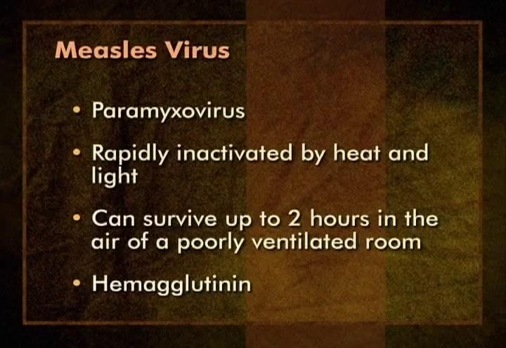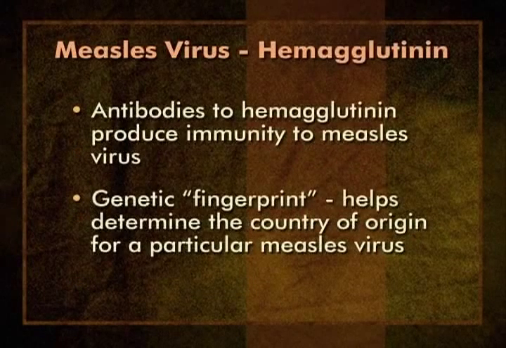Measles virus is rapidly inactivated by heat and light, but can survive up to 2 hours in the air of a poorly ventilated room. Hemagglutinin is a protein in the outer coat of measles virus. It's an important surface antigen for two main reasons. First, antibodies to hemagglutinin produce immunity to measles virus. Second, subtle changes in the gene coding for hemagglutinin act like a fingerprint. As you would guess, this genetic fingerprinting is highly technical, but it allows scientists to trace back the relationship and determine the country of origin for a particular measles virus.